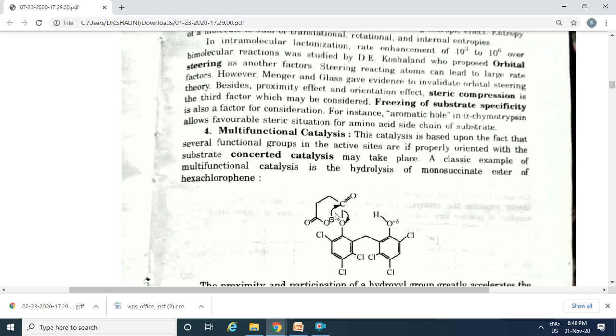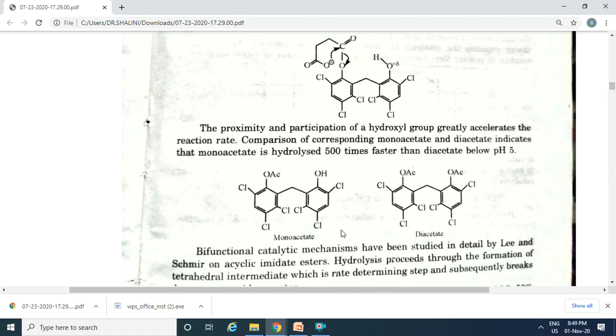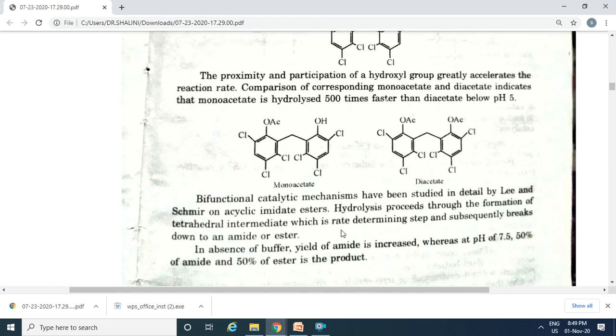This is the multifunctional catalysis. Here the carboxylate ion is attacking the next carboxylate group, and here the catalysis is being done. Bifunctional catalytic mechanisms have been studied in detail by Lee and Schmier on acyclic imide esters. Hydrolysis proceeds through the formation of a tetrahedral intermediate, which is the rate-determining step and subsequently breaks down to an amide or ester.